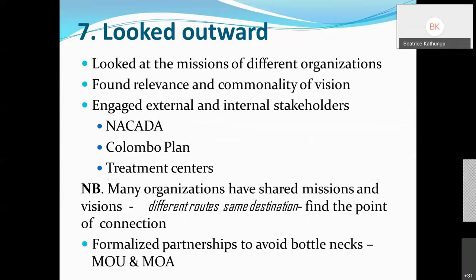The other thing I want to emphasize here is this NB. Many organizations share missions and visions. The only thing that differs is the routes to the destination. And therefore, we can find a point of connection. If it's the Ministry of Health, they look at health. Some of them look at physical health. We look at mental health. We can show them where mental health and physical health interact.